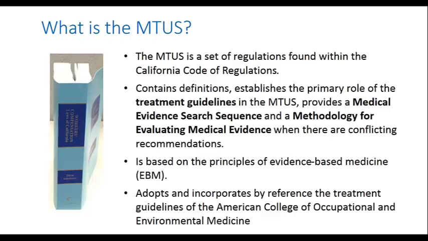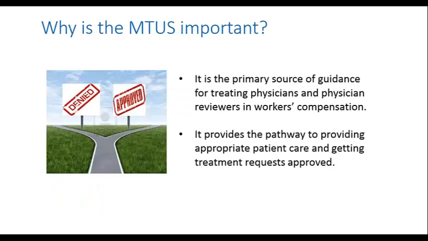When most people think of the MTUS, they think of medical treatment guidelines, but it is more than that. It is a set of regulations that provide the clinician with an analytical framework for the evaluation and treatment of injured workers in California's workers' compensation system. It is found within the California Code of Regulations, Title 8, beginning at Section 9792.20. As of January 1st, 2018, the MTUS will also include the regulation sections that constitute the MTUS drug formulary. The MTUS was developed to establish evidence-based, peer-reviewed, nationally recognized standards of care to guide the evaluation and treatment of injured workers. The core of the MTUS is the medical treatment guidelines.